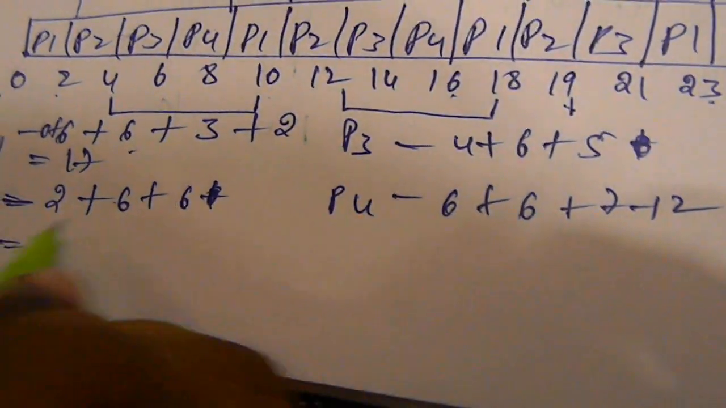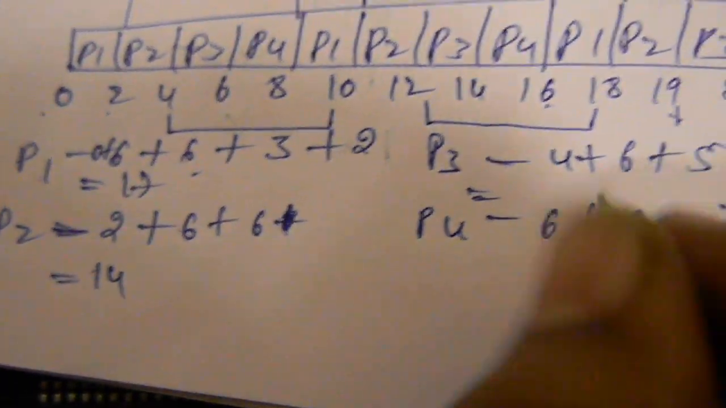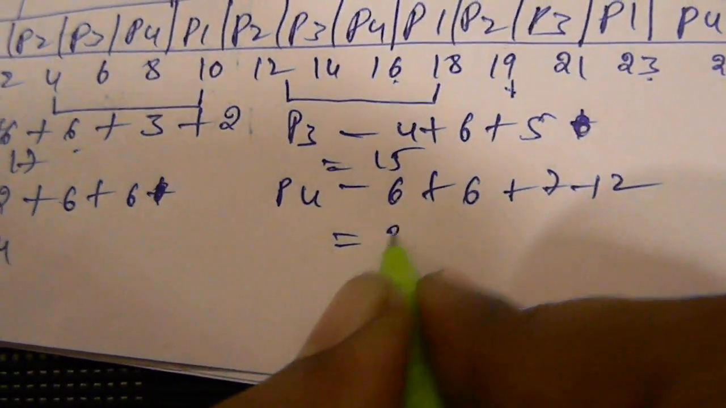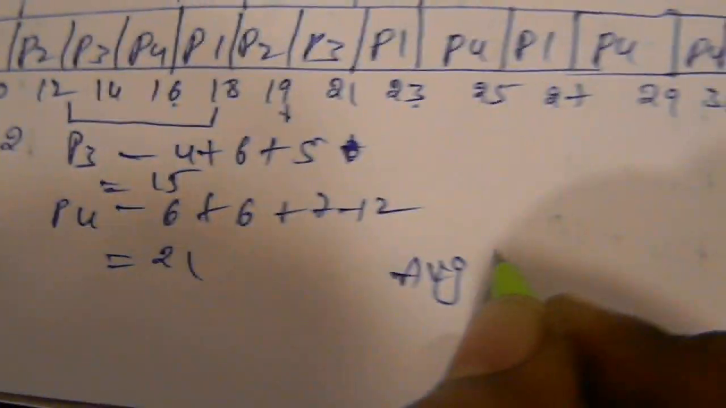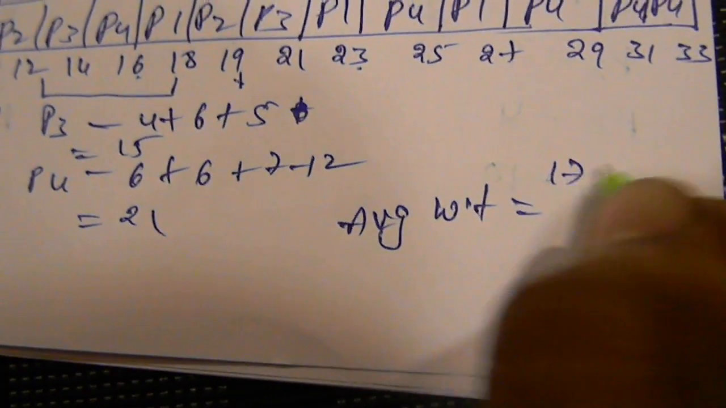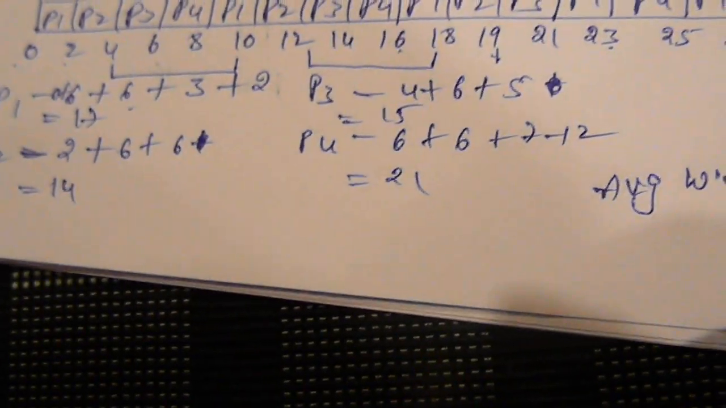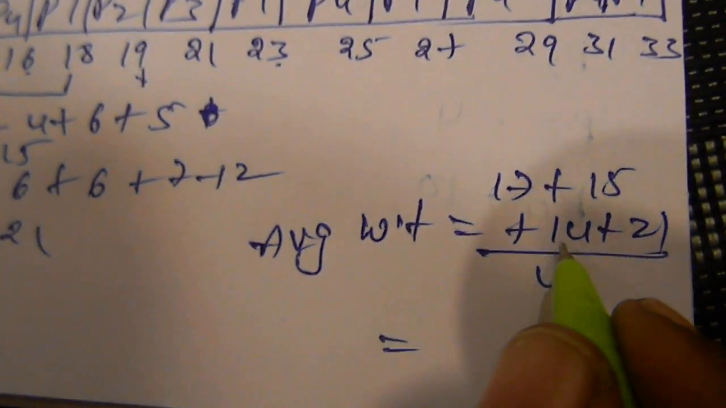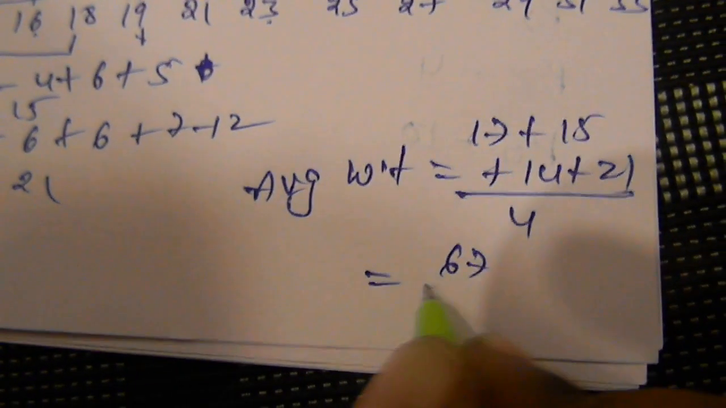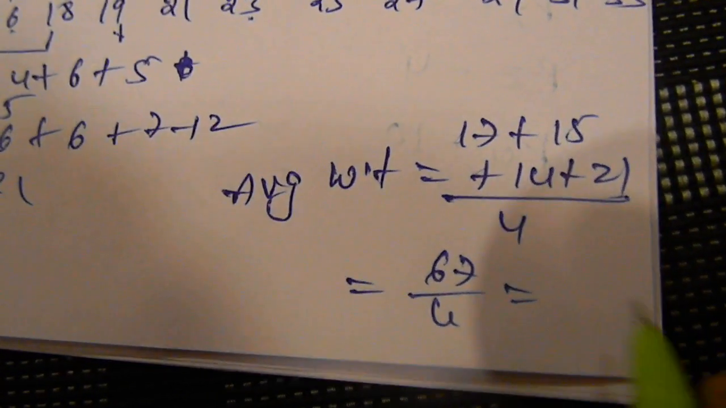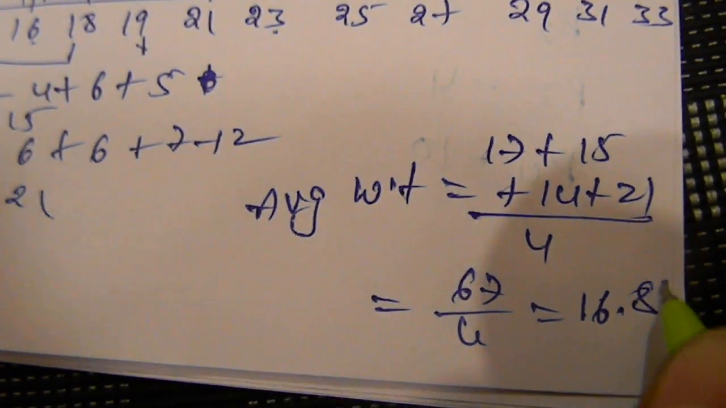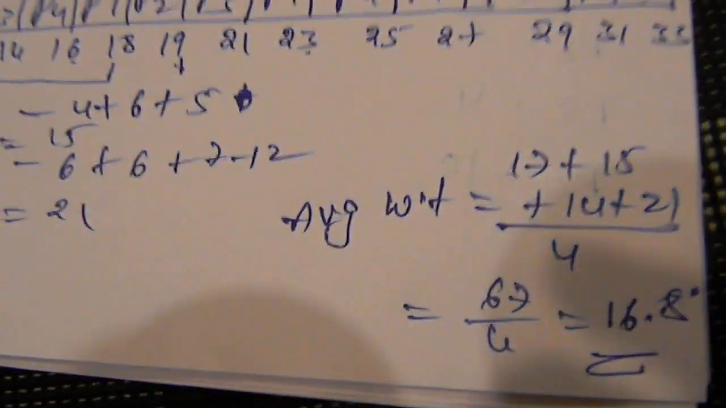After 19 it completes its execution. That means 12 plus 2 is 14. Like this, P3 waits 15 milliseconds and P4 waits 21 milliseconds. The average waiting time equals 17 plus 15 plus 14 plus 21 divided by 4, that is 67 divided by 4, which equals 16.75, approximately 16.8.